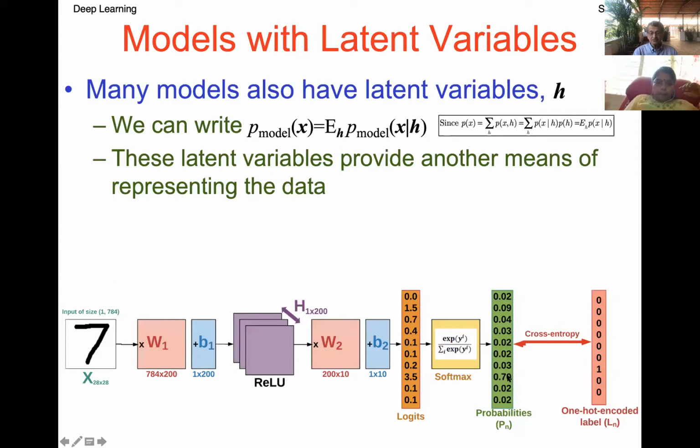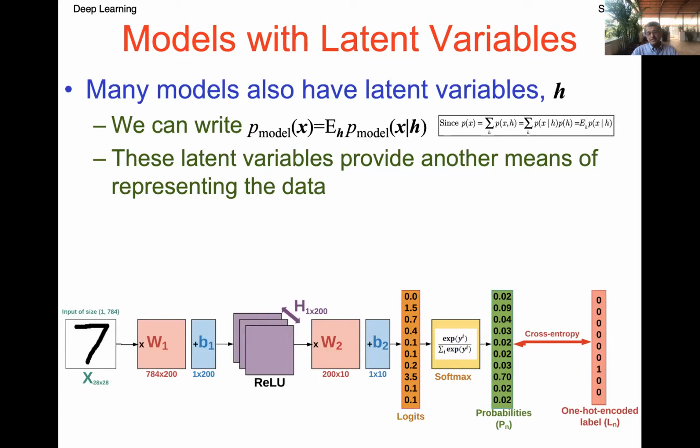So 7 has a probability 0.7. And we can always threshold it, saying that corresponds to a 7. And here is the one-hot vector representation, where only one of them is 1, the rest are all zeros. We might be using a cross entropy to backpropagate to figure out the values of these weights and so on. So this is what happens in a standard feed-forward deep neural network.